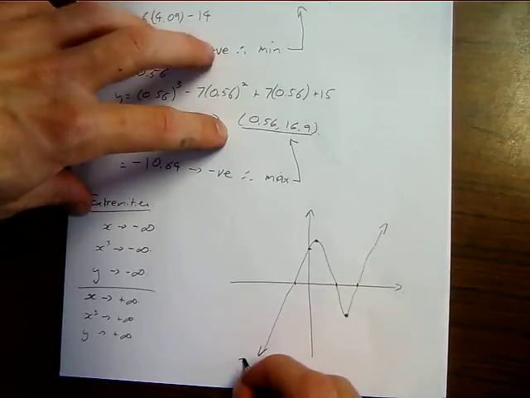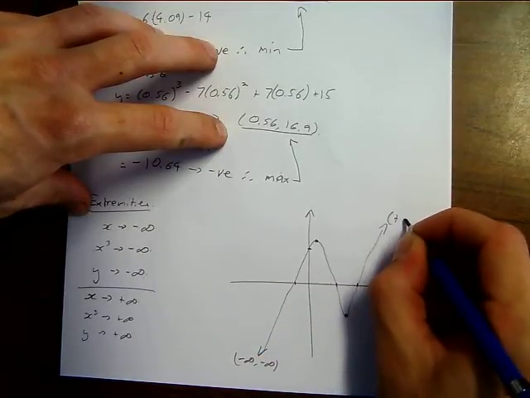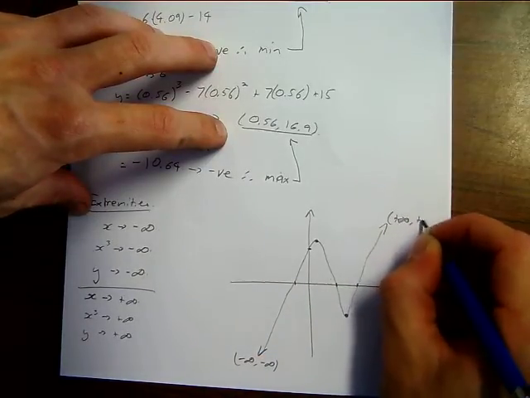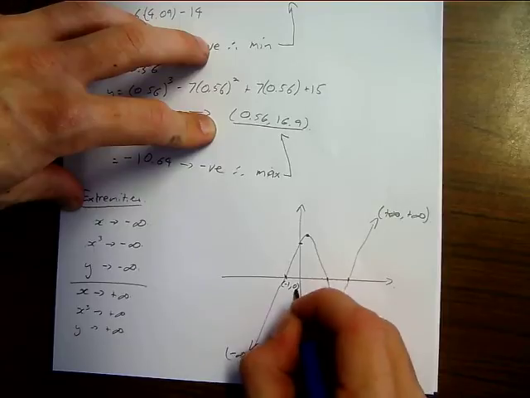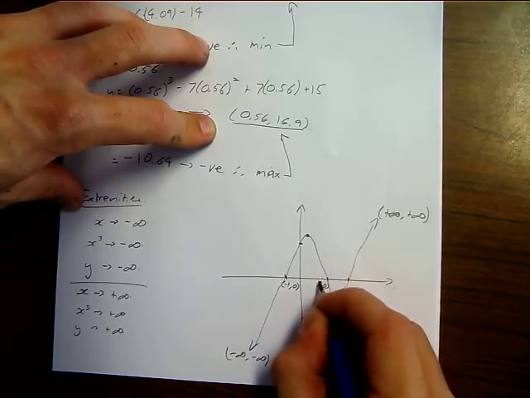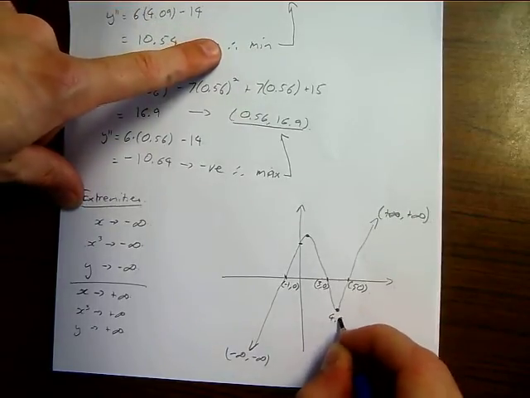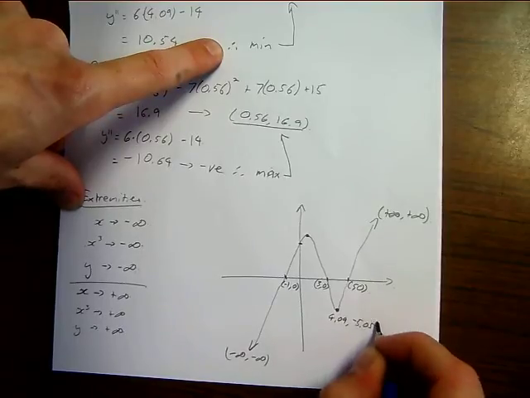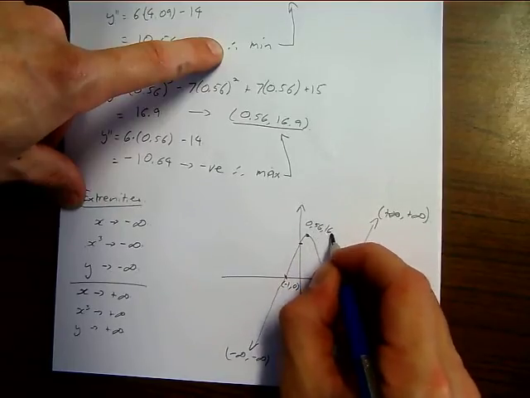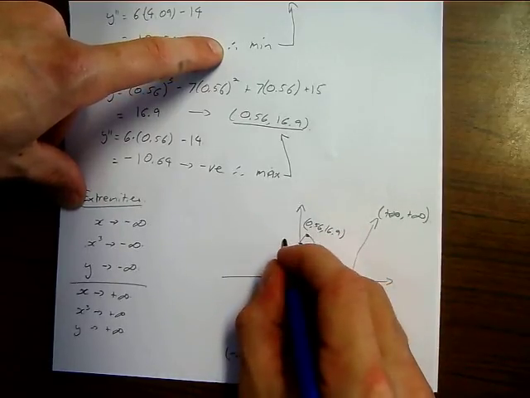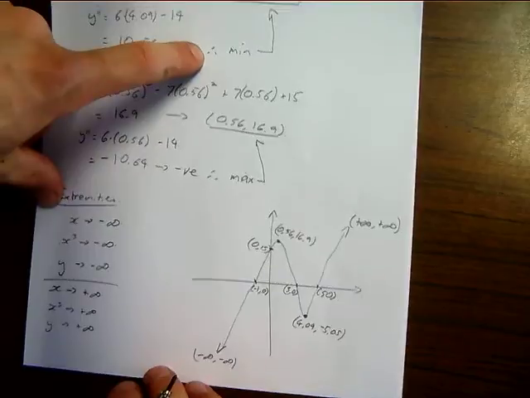Okay, so it comes from negative x, negative y, goes off to positive x, positive infinity, and then we write in our coordinates. So negative 1, 0, 3, 0, 5, 0. We have a min at 4.09, negative 5.05, a max at 0.56, 16.9, and our y-intercept, which is 0, 15. And that's all there is to it for our sketch.